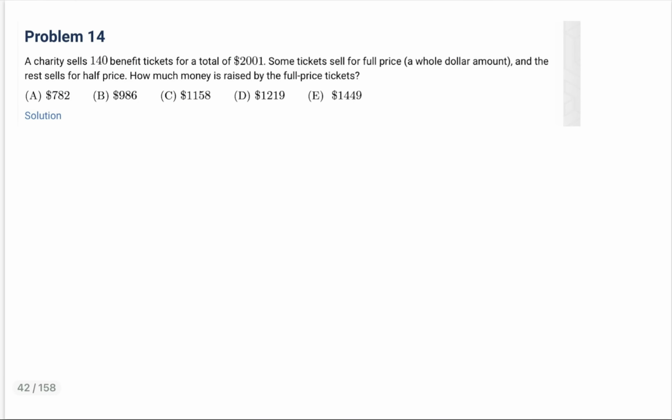Problem number 14. A charity sells 140 benefit tickets for a total of $2001. Some tickets sell for a full price, a whole dollar amount, and the rest sell for half price. How much money is raised by the full price tickets? So there's 140 benefit tickets. So there's N that sold for full price, and 140 minus N that sold for half price.